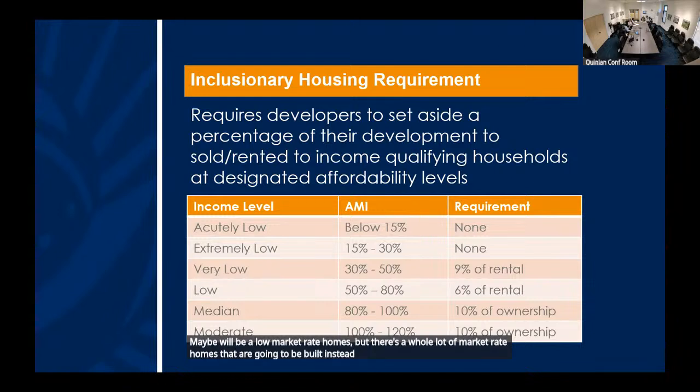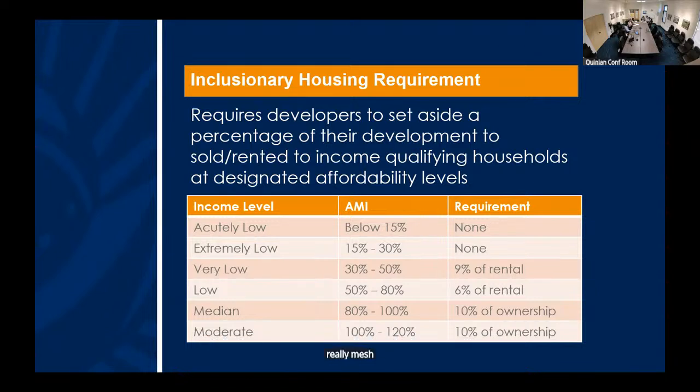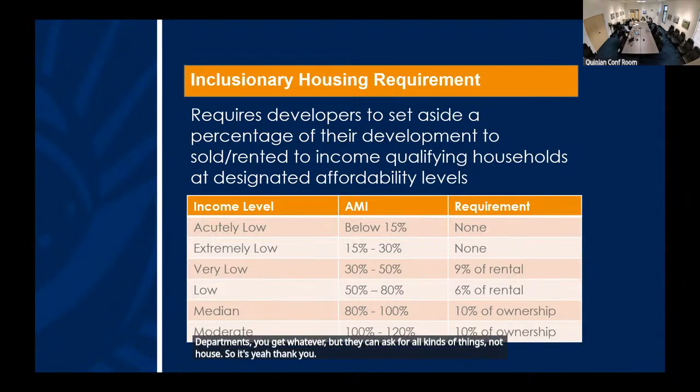And so that's when I first understood completely how the laws don't really mesh too well with each other. Yeah. Like density rules don't really help get density apartments. You get parking, or not parking, or whatever, but they can ask for all kinds of things, not houses. So it's really not easy at all.